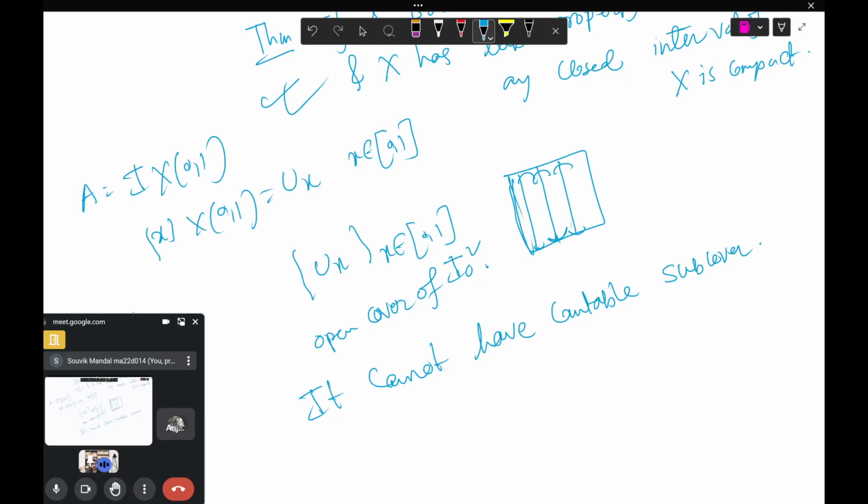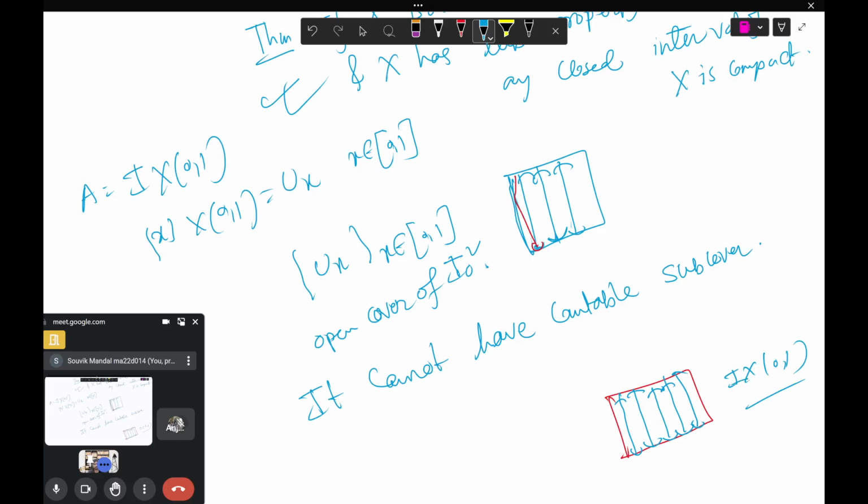Why? Observe that these open intervals are disjoint, right? So if this has a countable subcover, then only countably many open intervals need to cover this whole I cross open interval (0, 1), right? But this is not possible, correct?